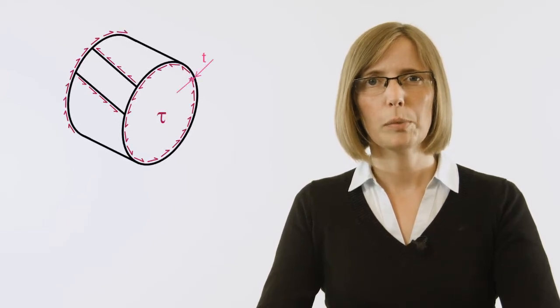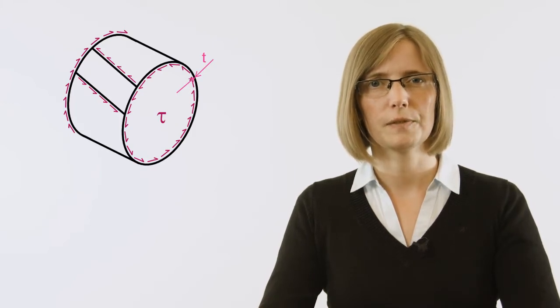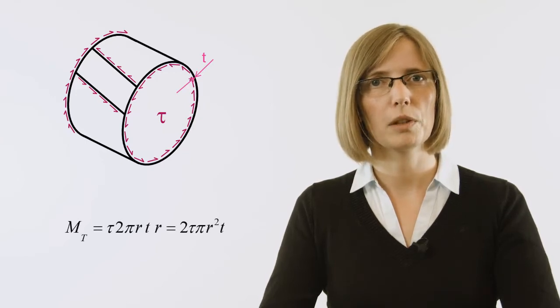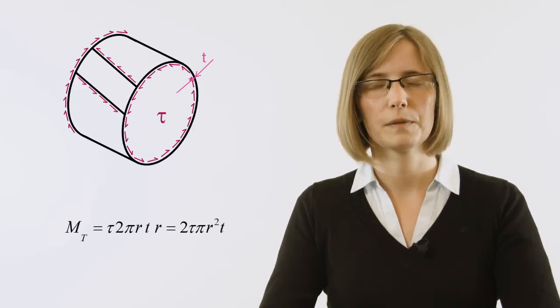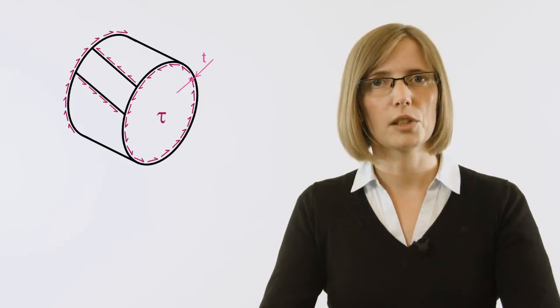Let's take a look at a section of the tube in a deformed state. The hollow tube has a radius r and a thickness t. We know that due to the torsional moment, there is a shear stress in the structure. This shear stress acts over a certain area, the circumference of the tube, times the thickness of the tube, and causes a torsional moment around the center of the tube with an arm length of r. We now found a relationship between the torsional moment and the shear stress.